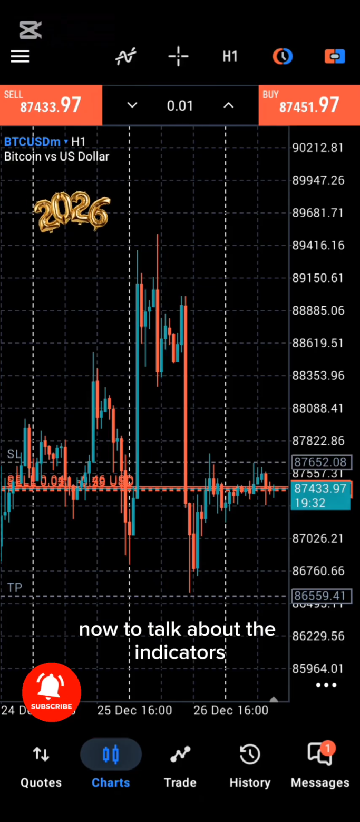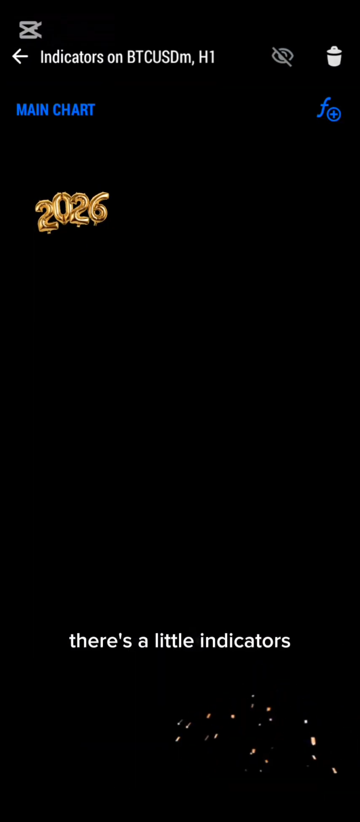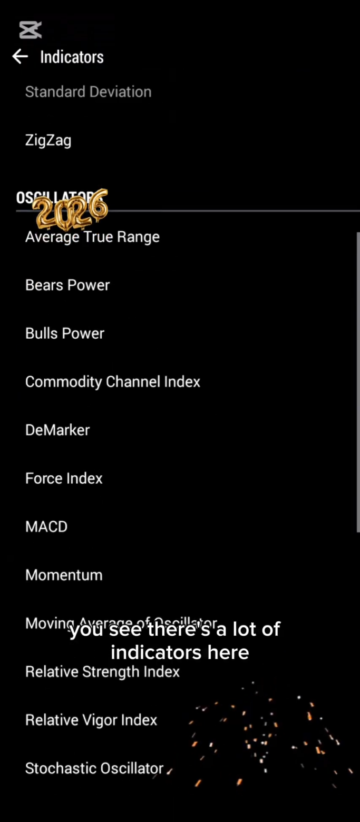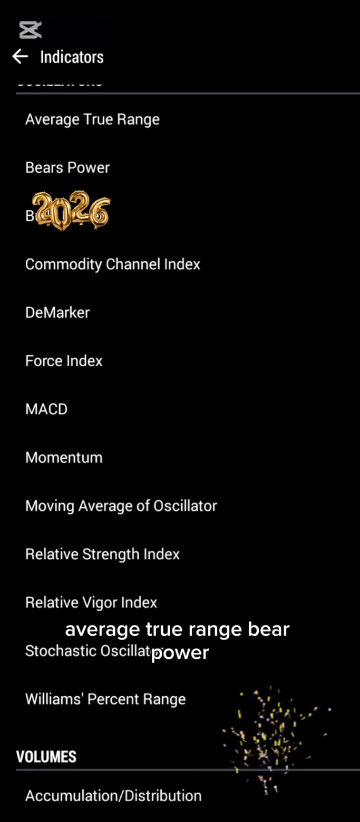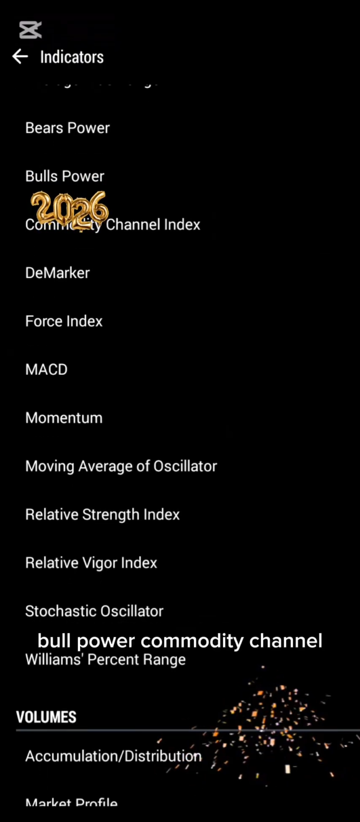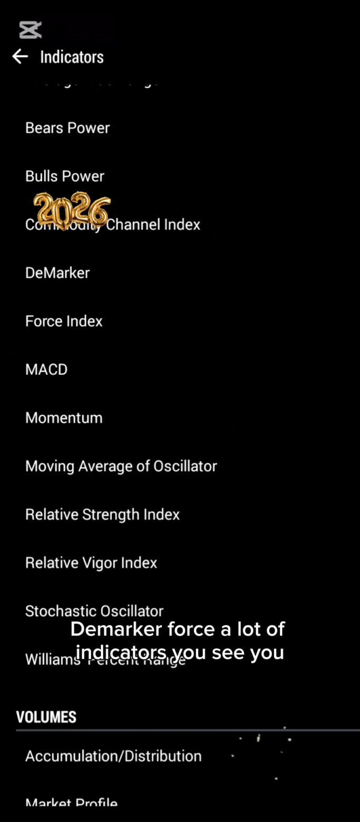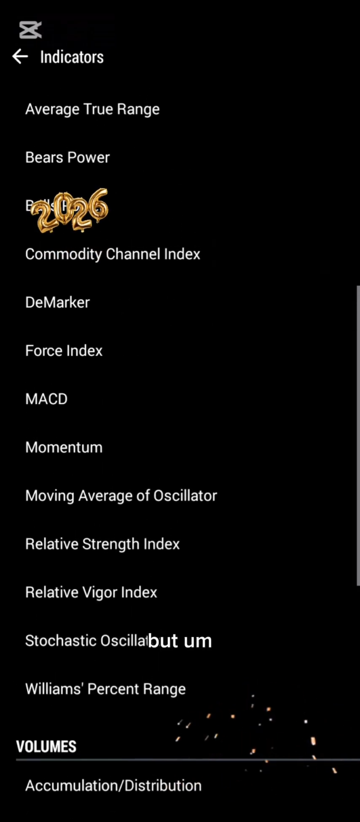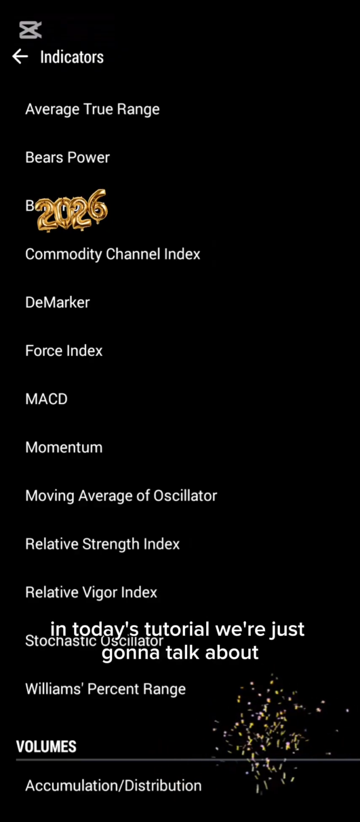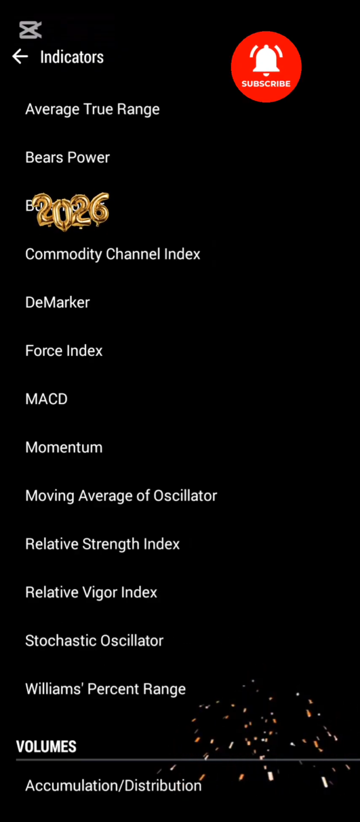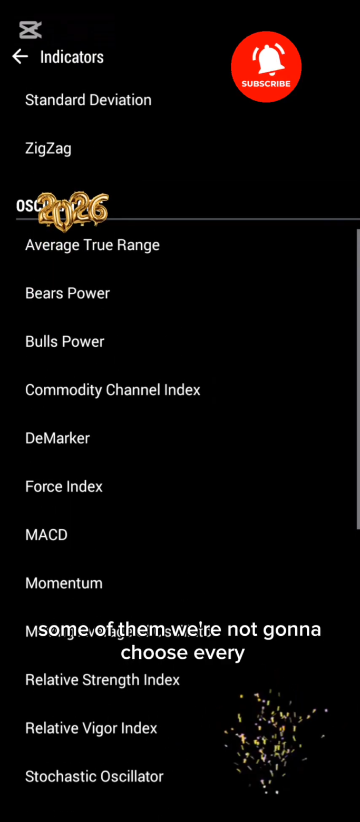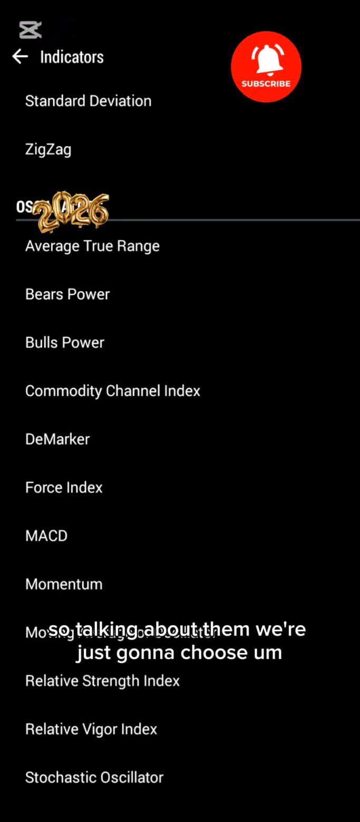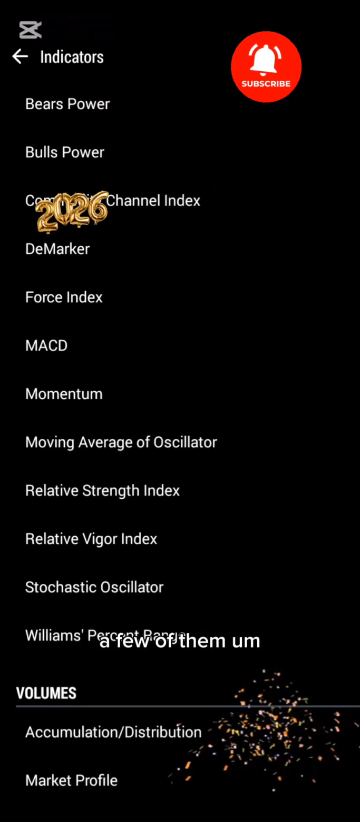Now, to talk about the oscillator indicators, you just have to come to the place. You see there's a lot of indicators here: average true range, bear power, bull power, commodity channel, DeMarker, force, a lot of indicators, as you can see on the screen. But in today's tutorial, we're just going to talk about some of them. We're not going to choose every one to talk about here. We're just going to choose a few of them.